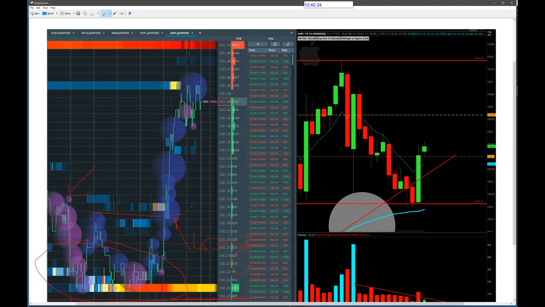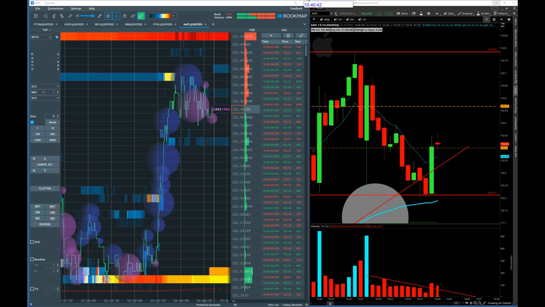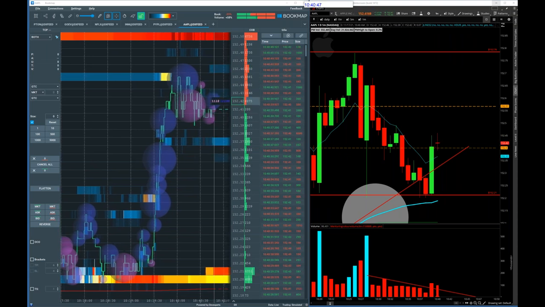This is the long. And over here we start pushing. So very, very nice situation over here. I'm going to place it also on our Bookmap room.